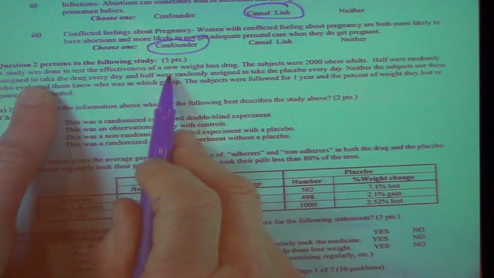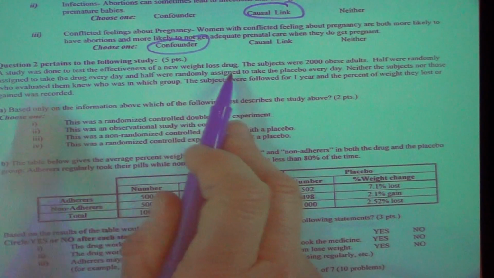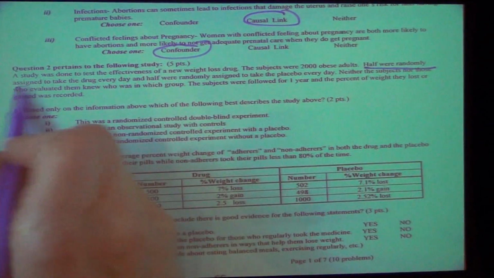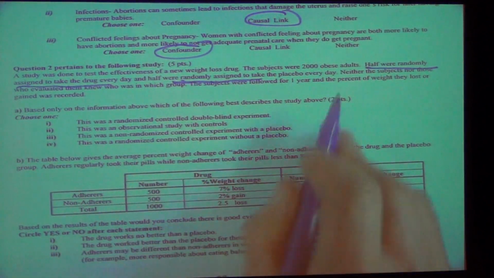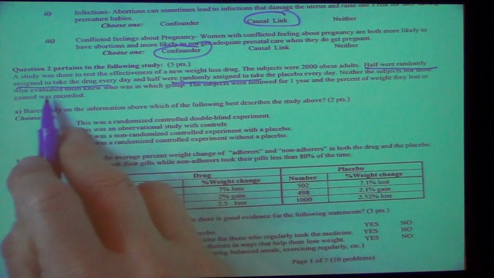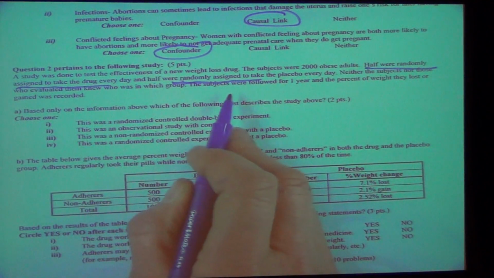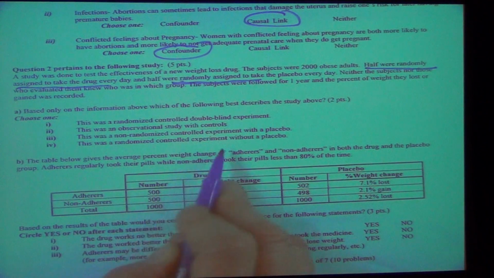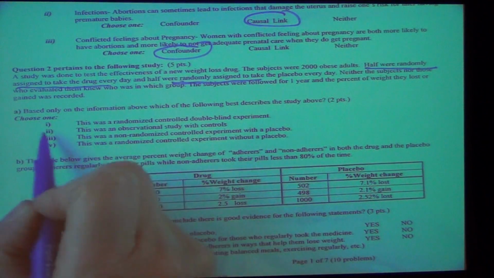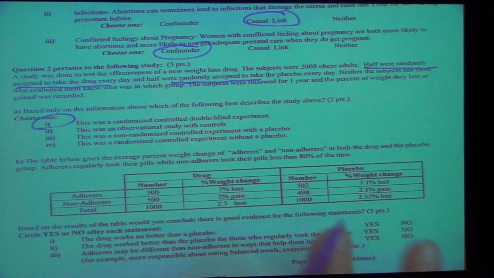A study was done to test the effectiveness of a new weight loss drug. Half were randomly assigned to take the drug, and half were randomly assigned the placebo. So it's a great study, and neither the subject nor those who evaluated them knew who was in which group. So that's a randomized what? Without a placebo? No, it's with a placebo.